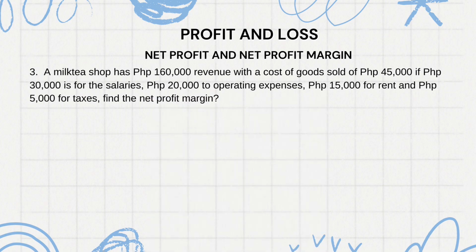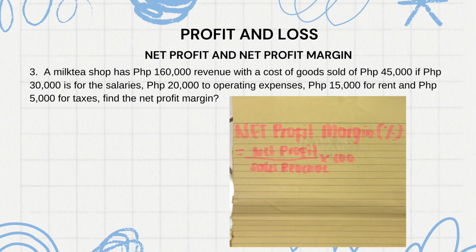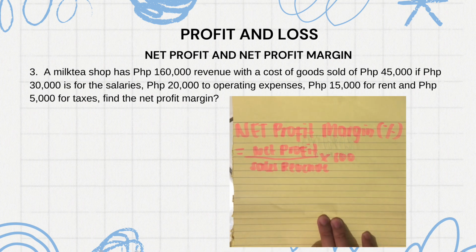Next, proceed to the last problem, net profit margin. A milk tea shop has 160,000 revenue with a cost of goods sold of 45,000. If 30,000 is for the salaries, 20,000 to operating expenses, 15,000 for the rent, and 5,000 for taxes. Find the net profit margin. Same problem again for our net profit.